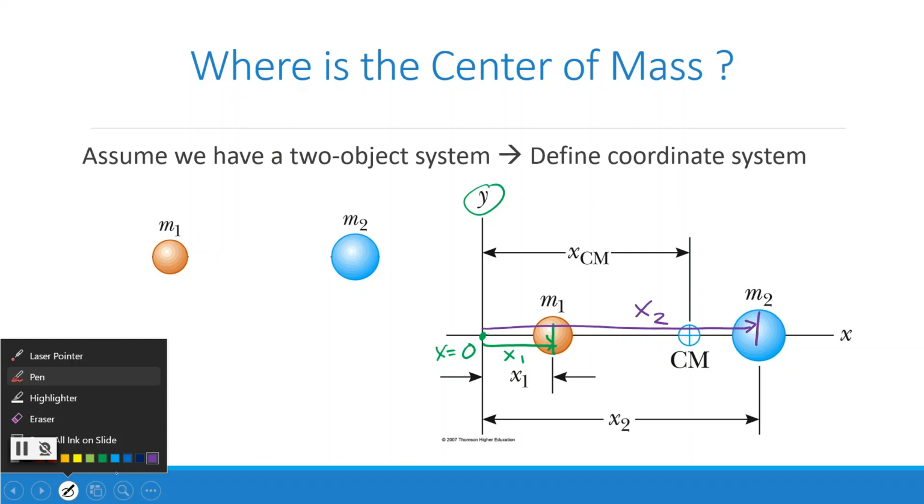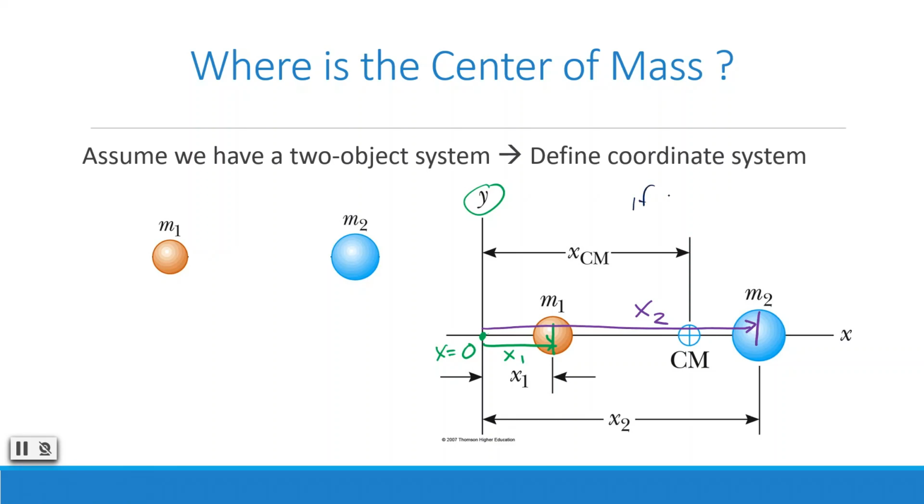If the two masses were exactly equal to each other, if M1 equaled M2, then the position of the center of mass would be at the midpoint. And that just makes sense. But the larger and larger mass 2 is compared to mass 1, the closer and closer the center of mass is going to get to mass 2.